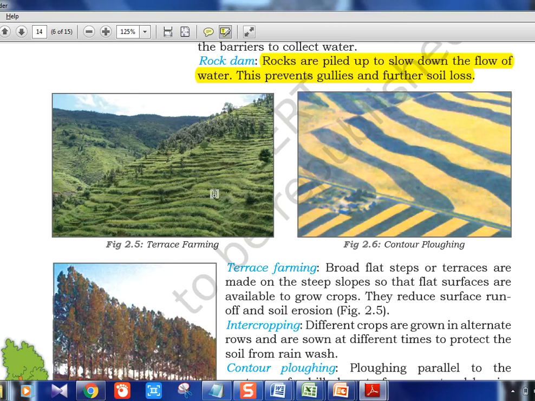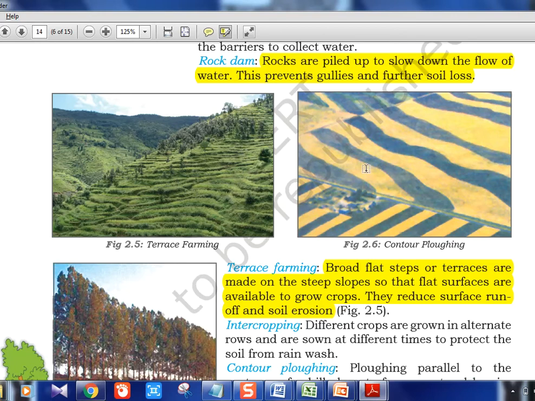If you see pictures, terrace farming we'll read next. Terrace farming is found in the northeast and in Kerala, places where we have tea gardens and all. It is very common and very beautiful to see in real. Broad flat steps or terraces are made on the steep slope so that flat surfaces are available to grow crops. They reduce surface runoff and soil erosion. So this will prevent that surface runoff.